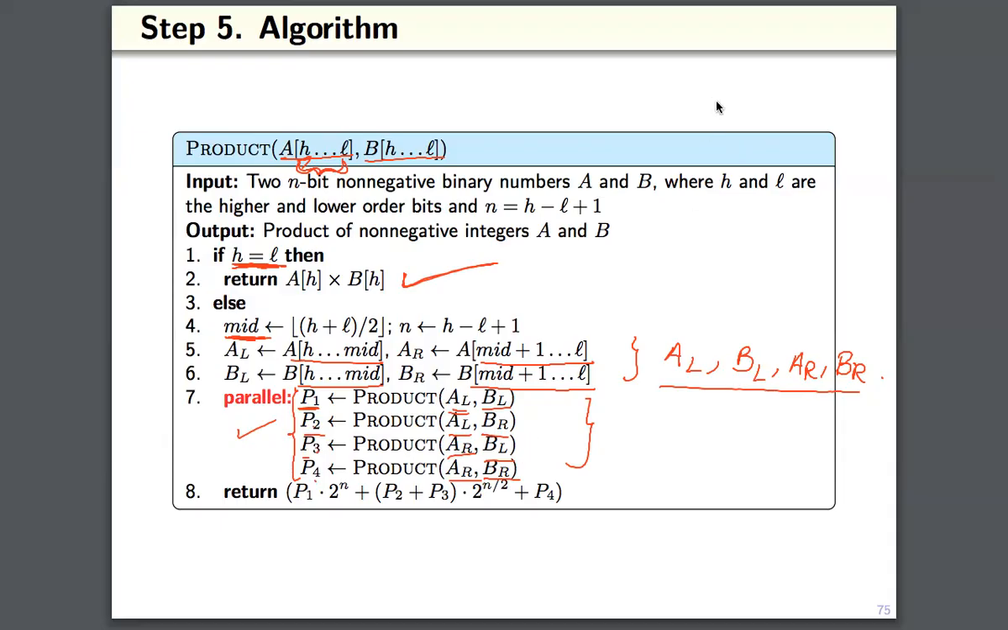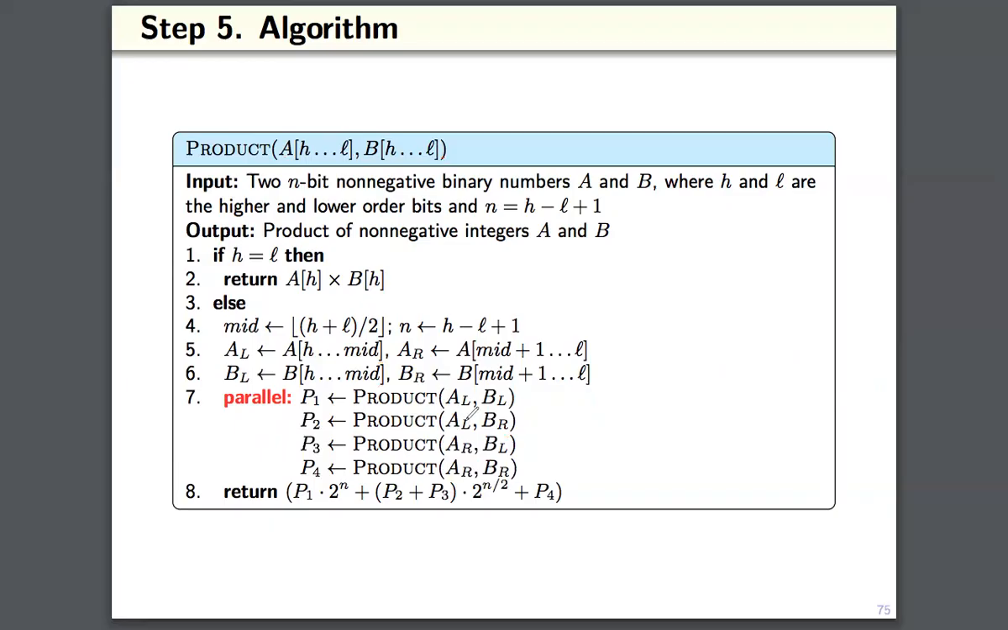Once we have 4 products, what do we do? P1 times 2 power n, plus (P2 plus P3) times 2 power n by 2, plus P4. That was your original answer from the core idea and example. This was the formula we used. This is the combine step, the third step. So divide step, conquer step, combine step. This is your pseudocode.